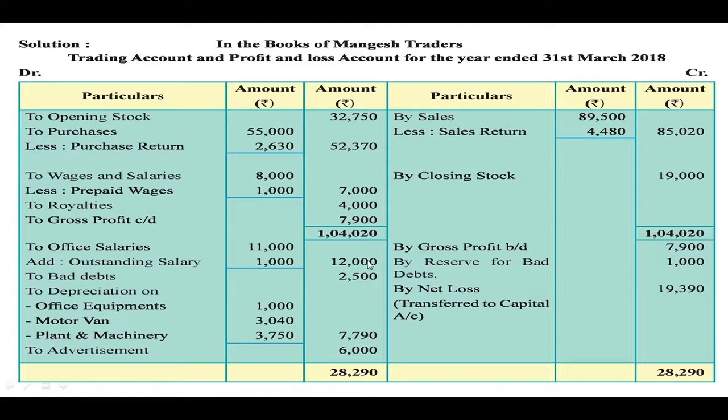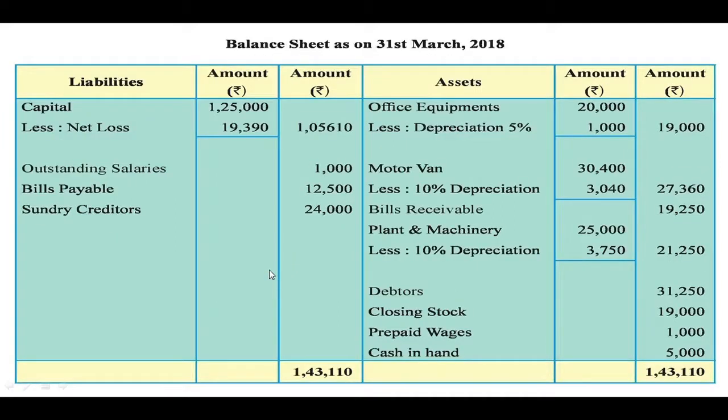So outer column 12,000. Now for this 1,000 we have to give two effects. One effect we have given here on the debit side of the profit and loss account. The credit effect will be given in the balance sheet. It is a liability, payable in the future, so it is recorded under liabilities: outstanding salaries 1,000.